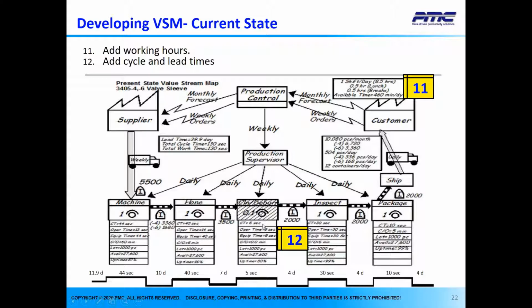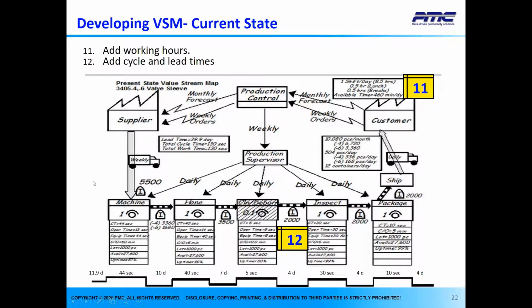Then between honing and cleaning or deburring, we have 3,500, which is 7 days worth of material, for 5 seconds of cleaning and deburring operation. Between cleaning and deburring and inspection, we have 2,000, which is 4 days worth of material, when inspection takes only 30 seconds. Between inspection and packaging, we have 4 days worth of material, when packaging is only 10 seconds. And then we also have 4 days worth of finished product to be shipped.